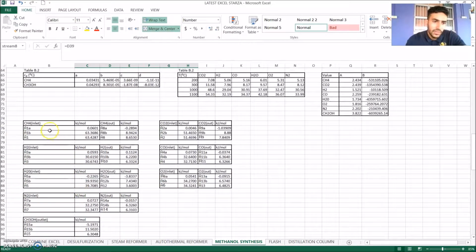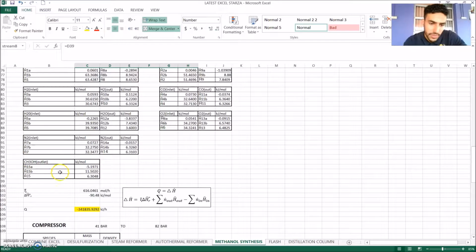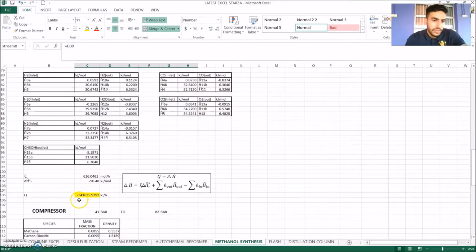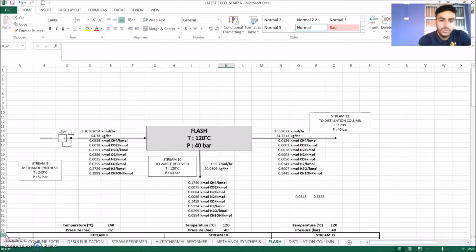As you can see here, we find H1 to H15. We find the Q as a negative value. That's because it's exothermic, and that shows us a loss of energy. So now we continue with the flash.